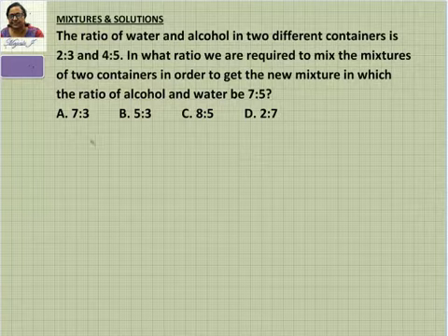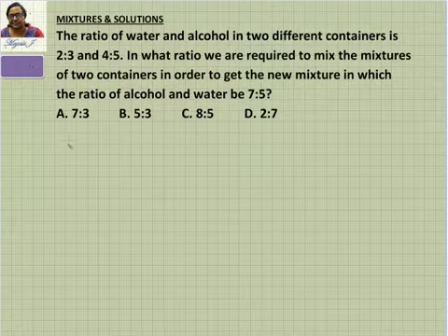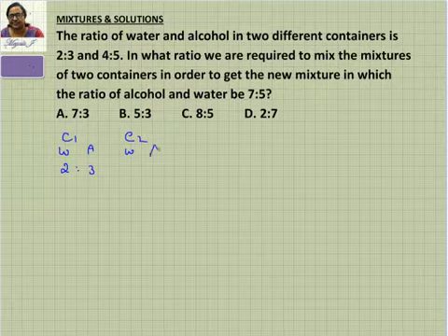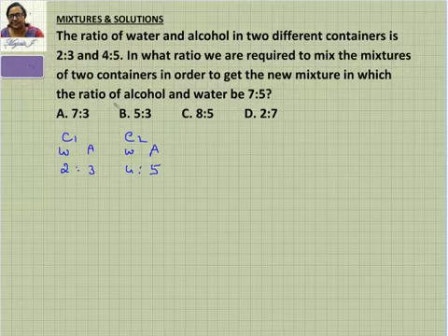So here the ratio of water and alcohol in two different containers is given as 2:3 and 4:5. Let me write down the two containers. Container 1 has water and alcohol in the ratio 2:3, and container 2 has water and alcohol in the ratio 4:5. So this is what is given here. In what ratio are we required to mix the two mixtures in order to get a new mixture in which the ratio of alcohol to water is 7:5?